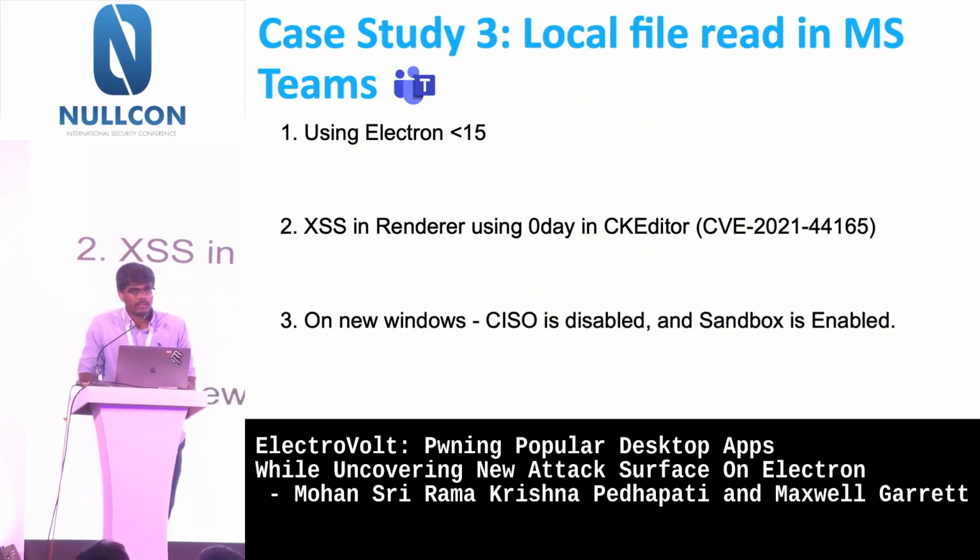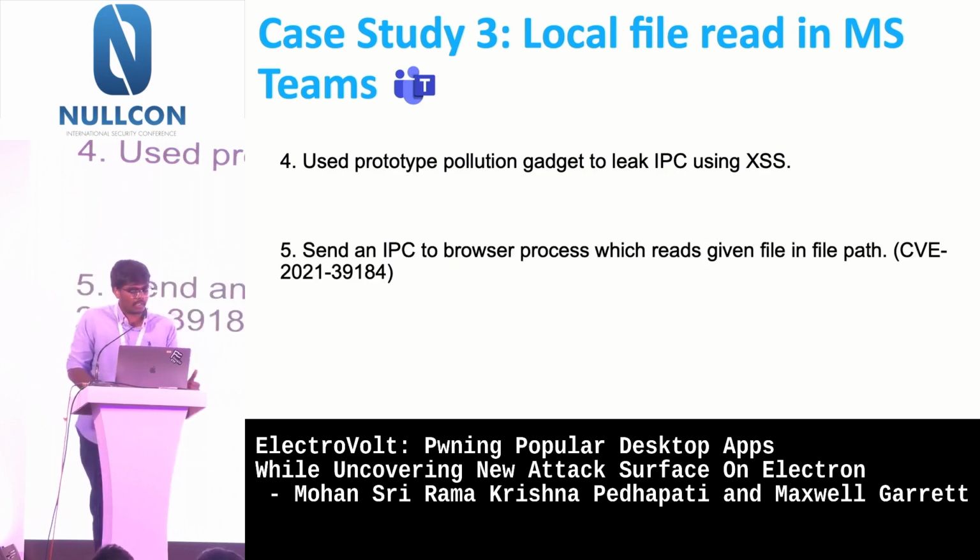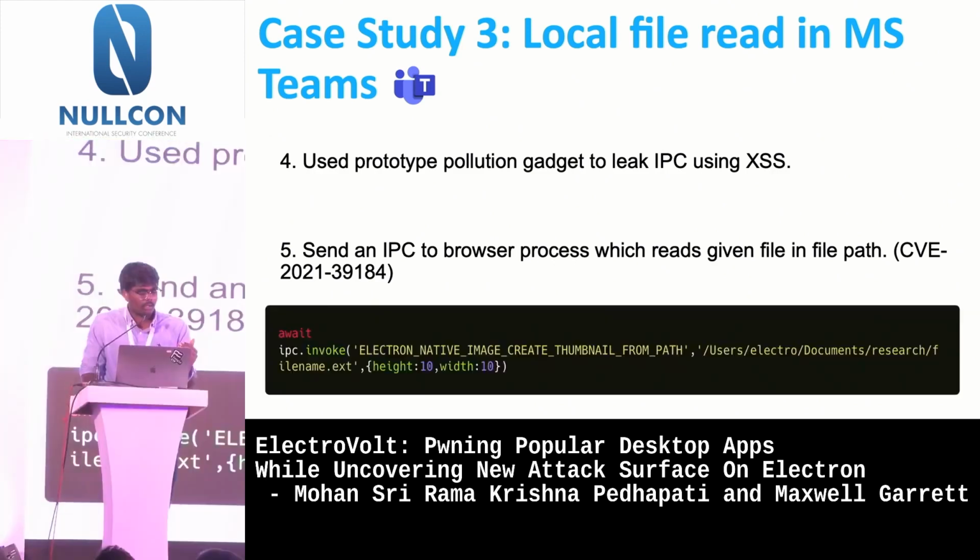The XSS where we are has node integration disabled, sandbox enabled, but context isolation disabled, which means you can use the prototype pollution gadget to leak the IPC using the XSS and send an IPC to the browser process, which can read the file in the local victim's computer. There is an Electron internal IPC misconfiguration where the main process is listening for Electron native image create thumbnail from path. If you send this IPC message with a path to the file you want to read, it will read that file and send it back to you. How fun is that? It's a sandbox bypass, right?